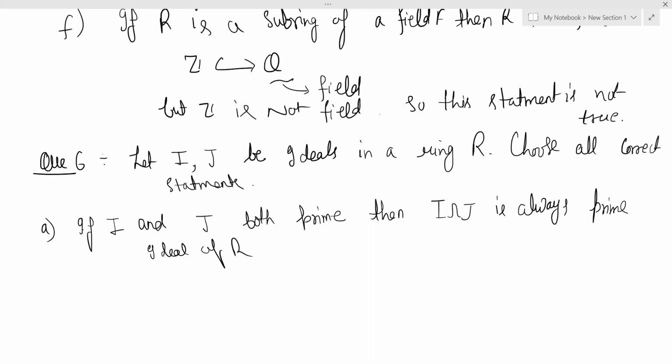If I and J are both prime ideals, then I intersection J is always a prime ideal. We have to prove this or disprove this. So is this correct or not? What's your idea? If you want to give some suggestion, you can give.